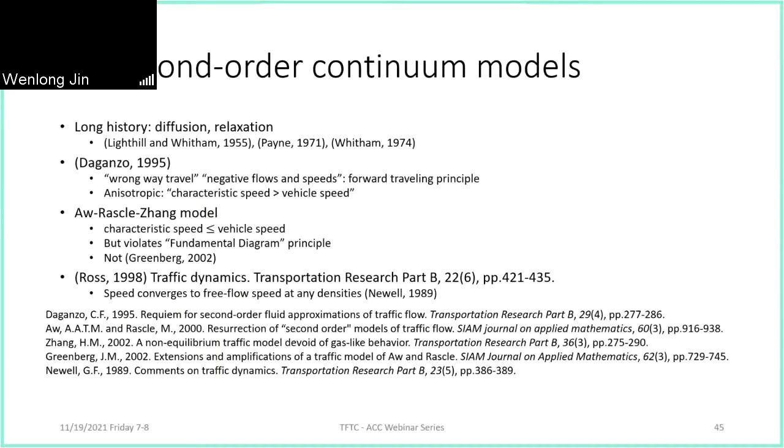That is the anisotropic property. Basically, in Daganzo, anisotropic was defined as that the characteristic wave speed should not be greater than vehicle speed, and this has motivated a lot of studies trying to resurrect second order models by introducing models with characteristic wave speeds not greater than vehicle speeds, including the very famous Aw-Rascle-Zhang model.